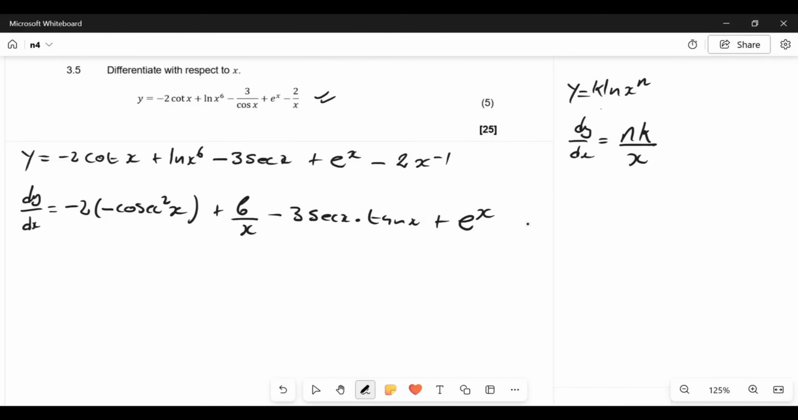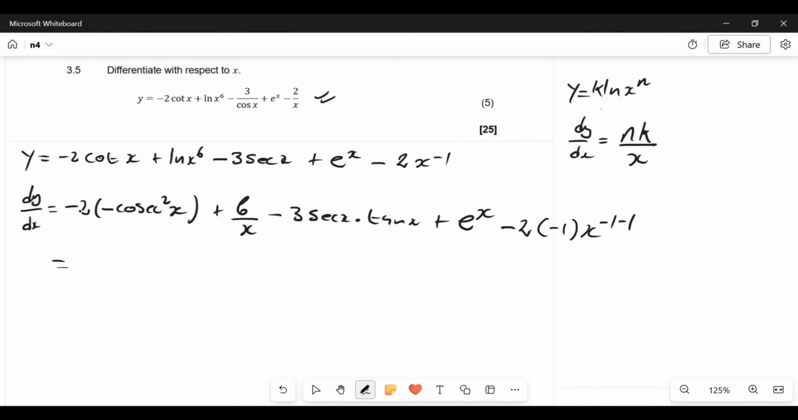And then as for this one here, the last term, the differentiation here is a standard differentiation. We first have to write the coefficient, which is -2. And then remember, we multiply by the exponent, which is -1. And then we have x to the power of -1 minus 1. There we go. So let's simplify everything further.